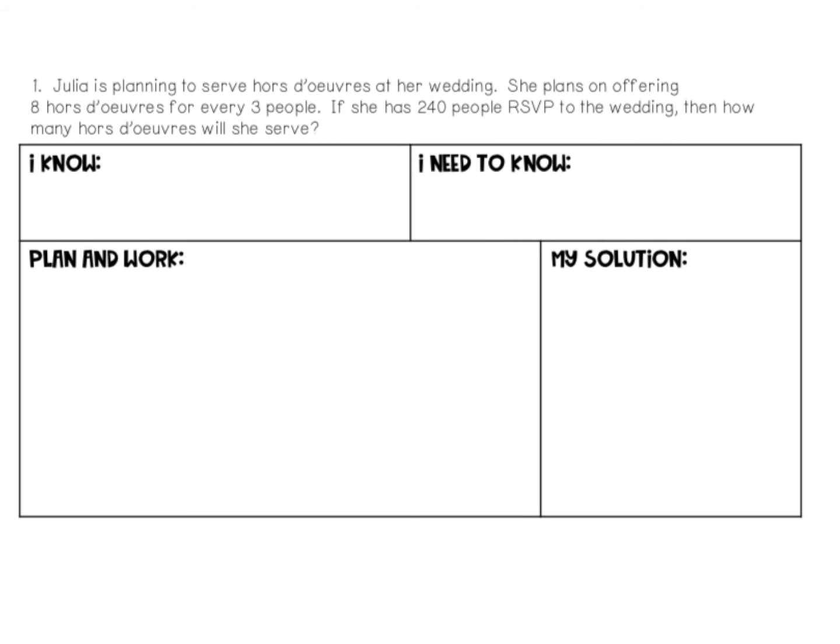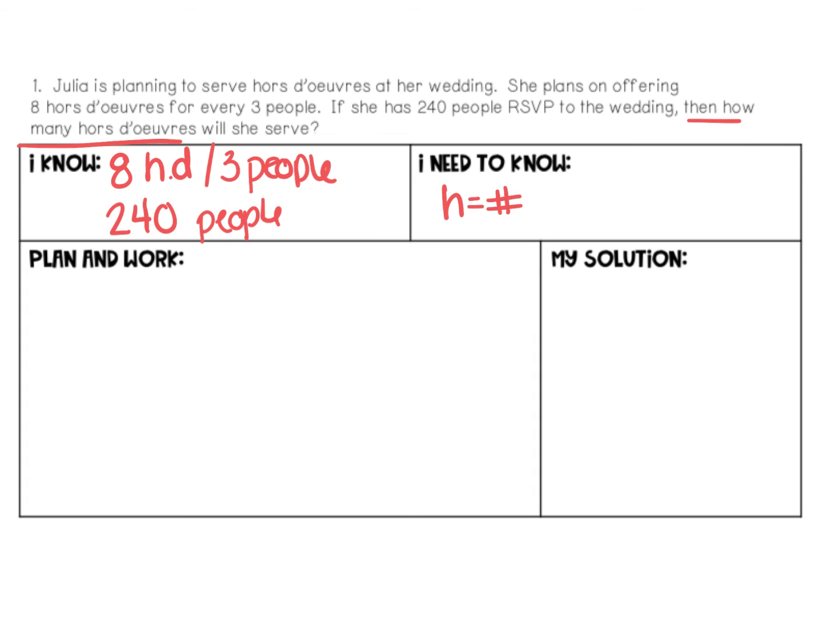So we need to start, kind of like we've done with our equations and inequalities, looking at what information I know. So I know that there are 8, I'm going to abbreviate, hors d'oeuvres for every 3 people. And I also know that there are going to be 240 people. The question is asking me how many hors d'oeuvres. So I might say H is going to be the number of hors d'oeuvres here.